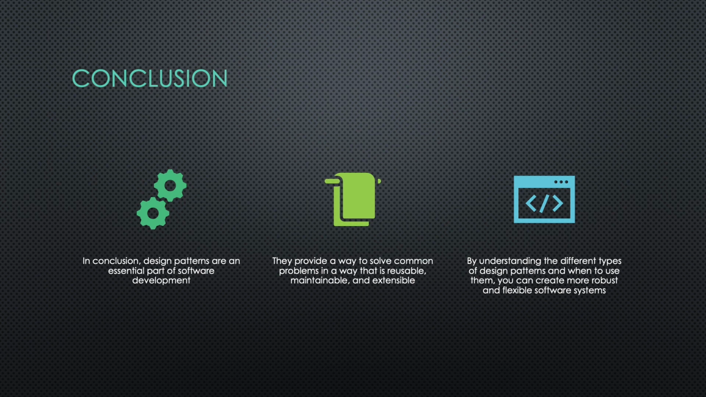Conclusion. In conclusion, design patterns are an essential part of software development. They provide a way to solve common problems in a way that is reusable, maintainable, and extensible. By understanding the different types of design patterns and when to use them, you can create more robust and flexible software systems. Whether you are a seasoned developer or just starting out, it is essential to understand the importance of design patterns in software development.